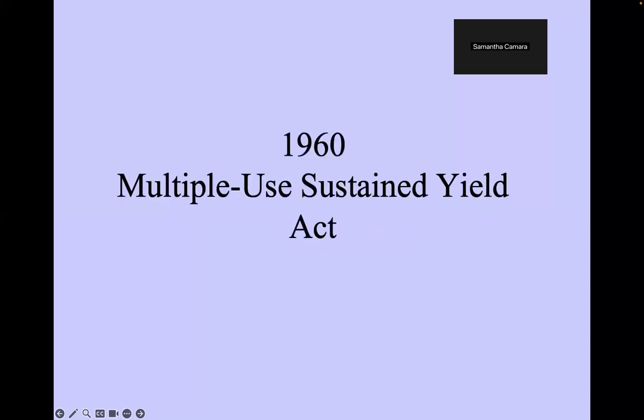Yes, in 1960 there was the Multiple Use Sustained Yield Act. In that act, the National Forest was administering recreation, range, timber, watershed, and wildlife. Let's discuss more on this issue.